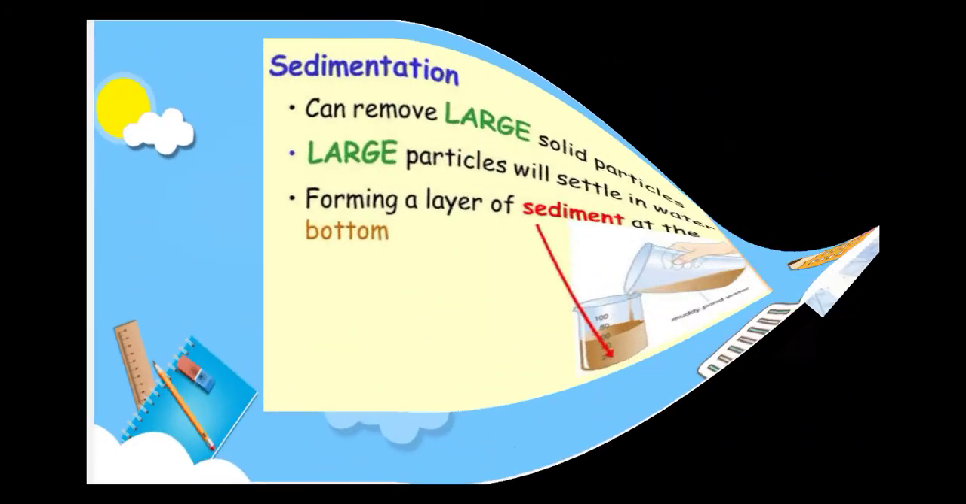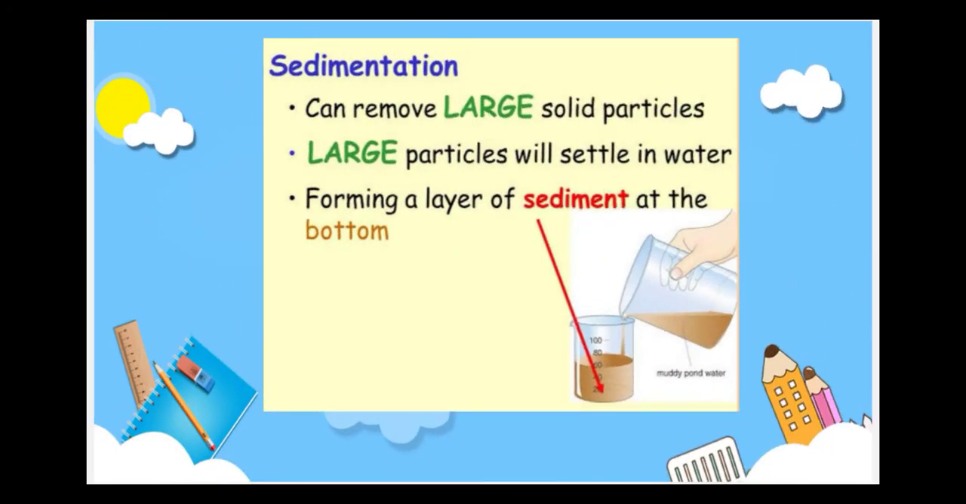Let's see them in detail. What is sedimentation? It can remove large solid particles. For example, mud, like a mixture of sand and water. So, sand can be easily removed from water by the method of sedimentation. It removes large particles, and the large particles will settle down in water. They will form a layer of sediment at the bottom, as you can see in the diagram.